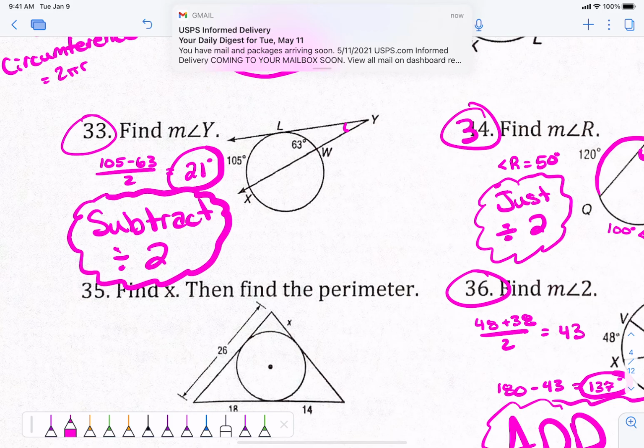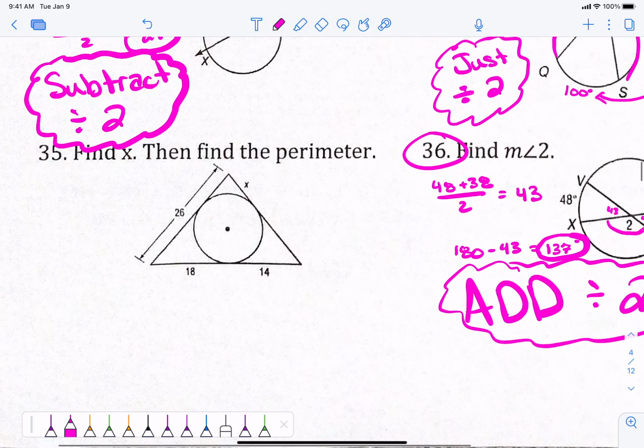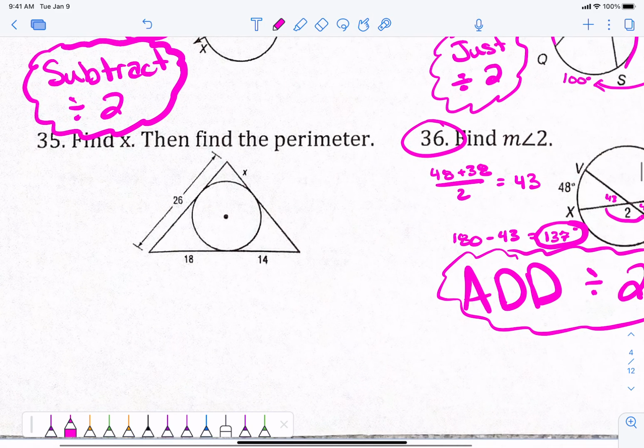And now we have one page that we can do. Okay. And then 35, one more. Oh, whoops. We've got 35 yet. 8. Okay. All right, what's the strategy here?